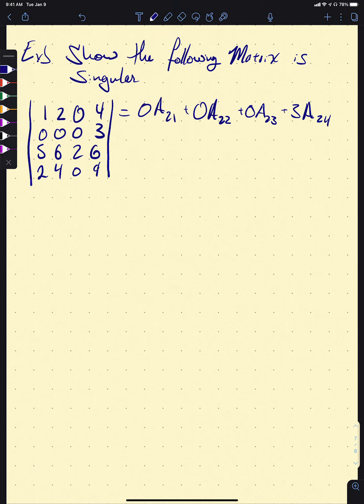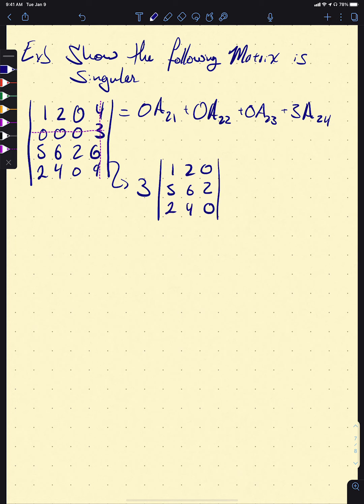It turns into 3 times, well, what happens when I remove this row and this column? Well, the matrix left over is 1, 2, 0, 5, 6, 2, 2, 4, 0, right? And we have 2 plus 4 is 6, so our -1 factor is -1 to the 6th, so it's just going to be +3, okay? But now we would need to calculate this. And once again, we can expand on any row or column that we want.